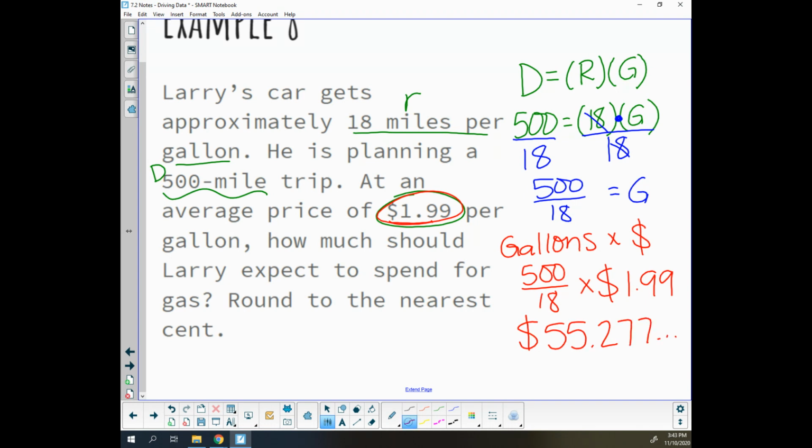But we're going to round this off at 2 decimal places. So I'm looking at this 7 and the one next to it to decide how I round. Since this is 5 or bigger, this is going to round up. And so my actual cost for this trip is going to be $55.28. Find gallons needed, multiply it with the cost per gallon, and you are all done. You guys, this is the last example for these notes, so you can go ahead and go look at the assignment and then the quiz.